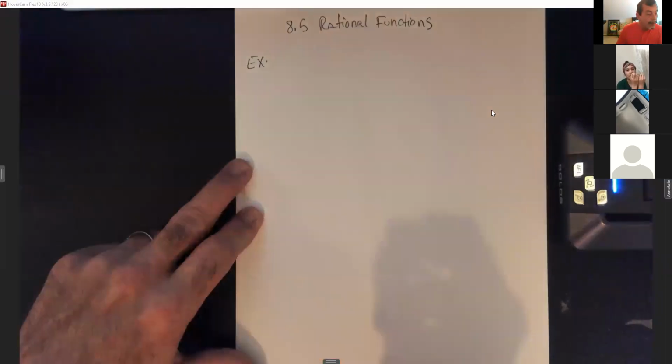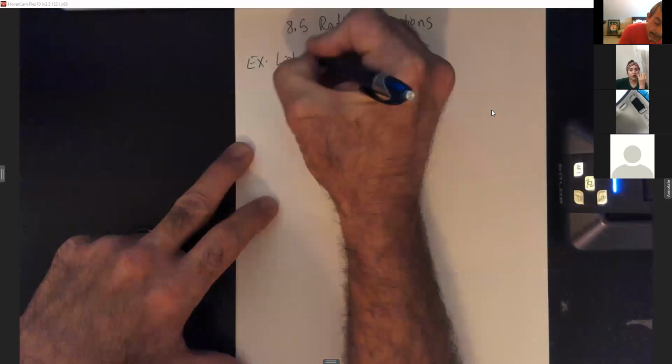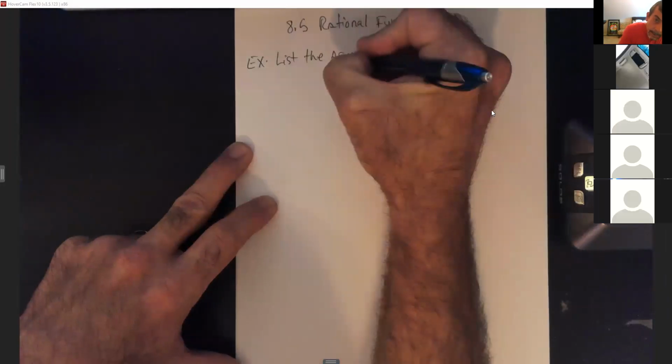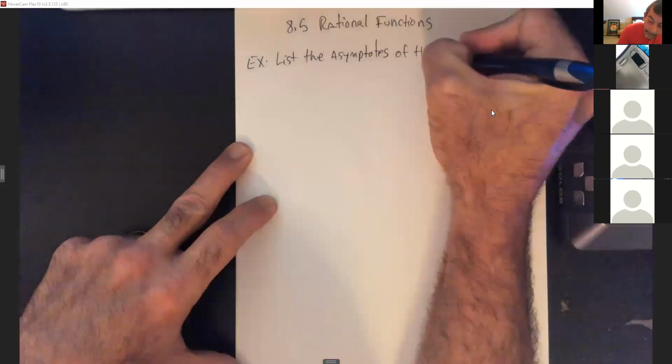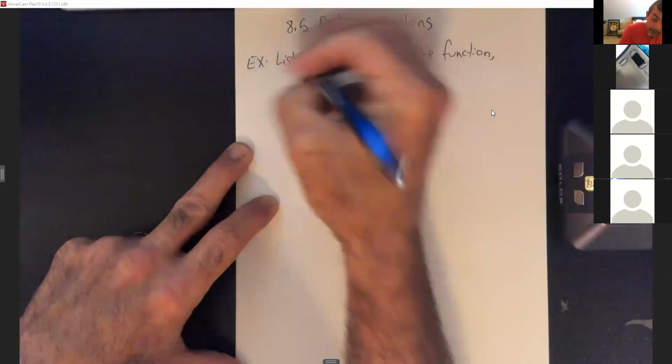All right, so on this problem, I'm going to list the asymptotes of the function. And then I'm going to graph the function.